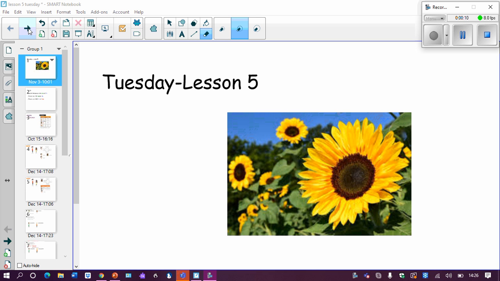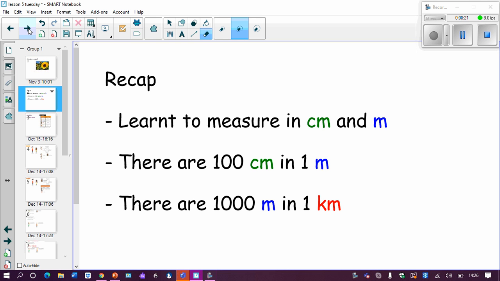Last week you did your maths lessons with Mrs. Smale. This week I will be doing a few of them. I thought we would just recap last week before we move on. Last week you learned how to measure in centimetres and metres. You also learnt that there are 100 centimetres in a metre and that there are 1,000 metres in a kilometre.